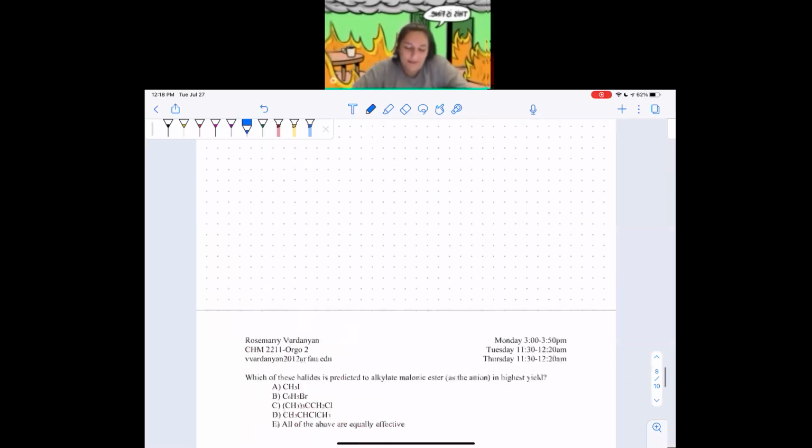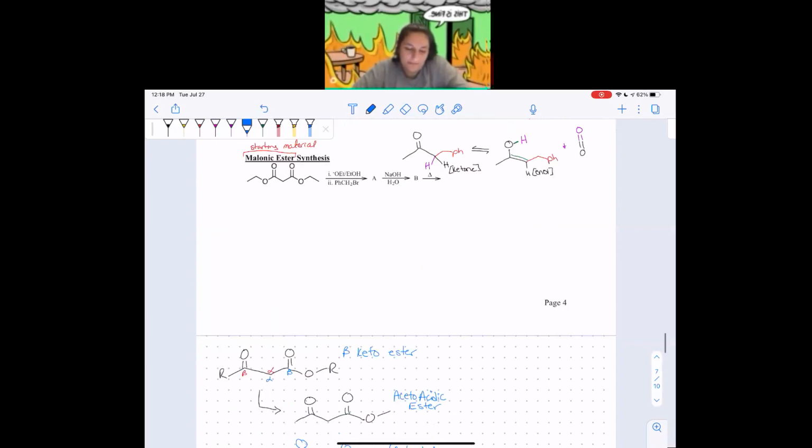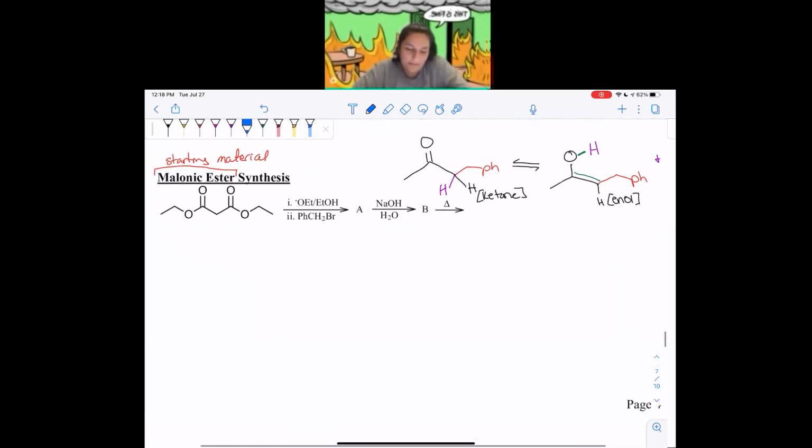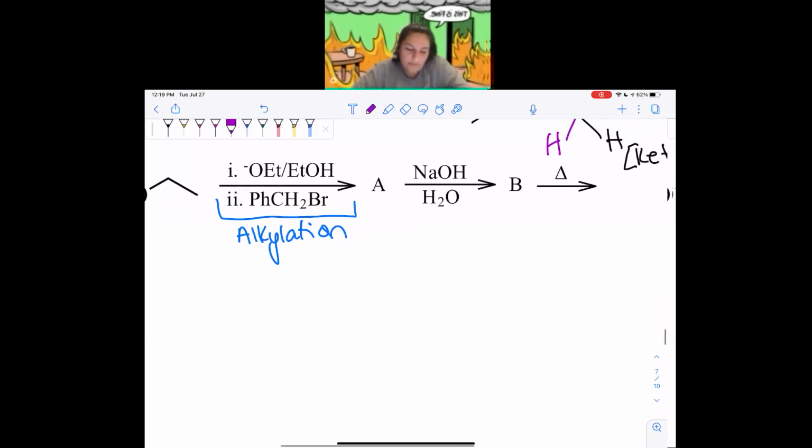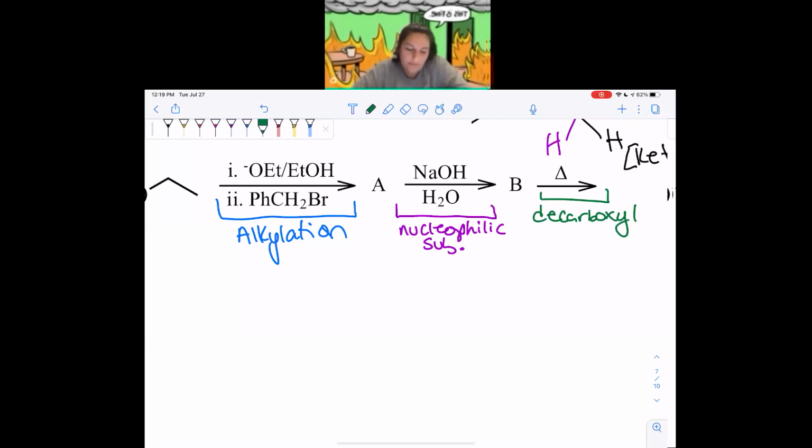Okay, so we are going to end today with the malonic ester synthesis, which is the last reaction of the chapter, the last reaction we're going to do this semester. Yay! As I told you, it's almost exactly the same as the last one we talked about. So we know that this is an alkylation. We know that this is a nucleophilic substitution. And now we know that this is a decarboxylation.